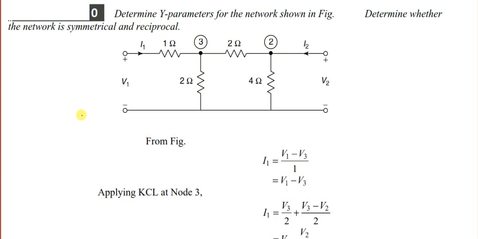Let us do one more problem on Y parameters. So this is a little bit complicated circuit. In the two port, always remember input side is always V1, I1, output side V2 and I2. In between, whatever is there, that node is the third node, I3, V3 and so on.